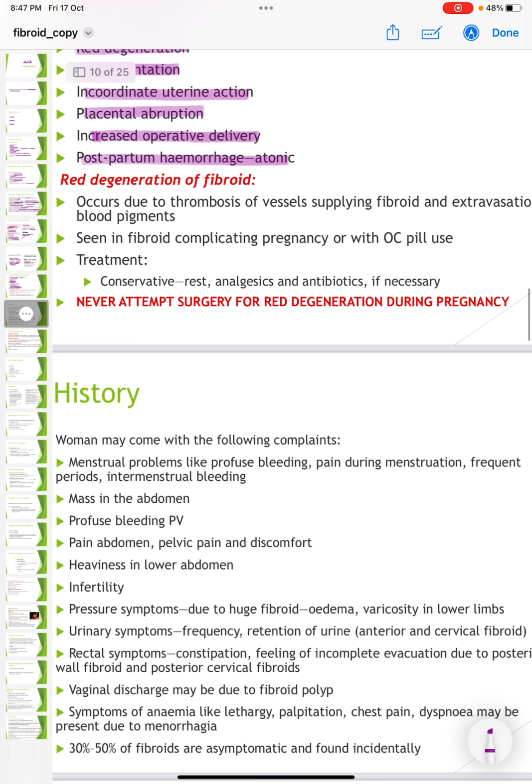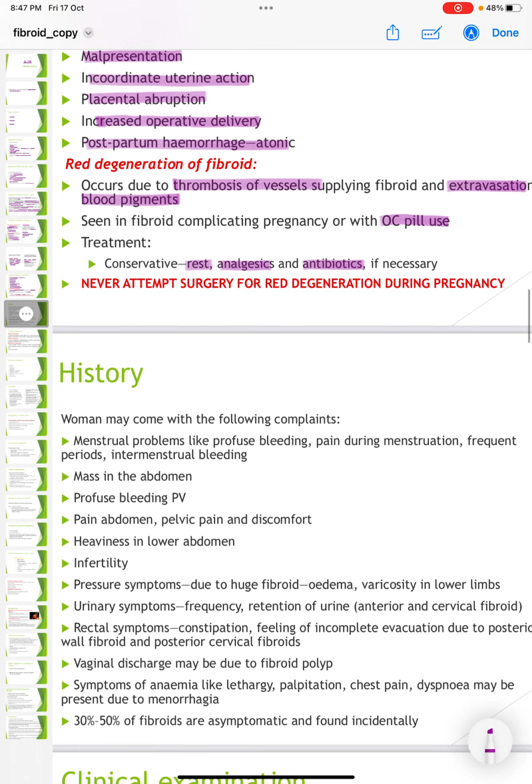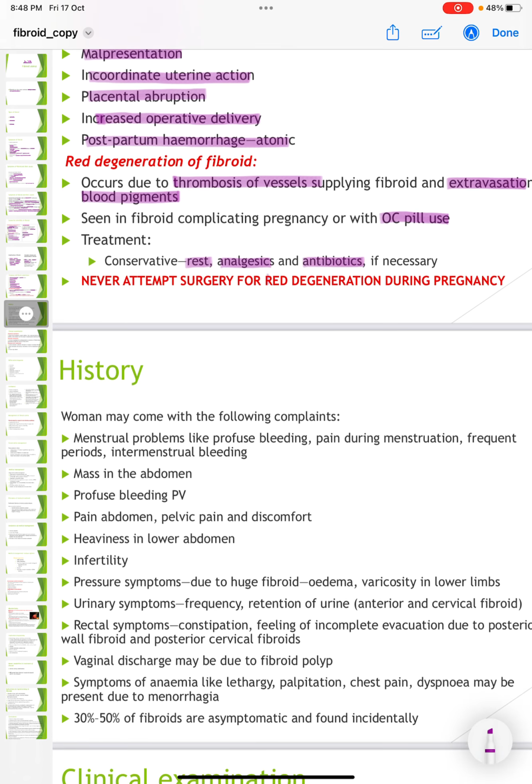So red degeneration occurs because of thrombosis of the vessels which are supplying the fibroid and extravasation of the blood pigments seen in fibroid complicating pregnancy or with history of OCP use. So treatment is rest, analgesics, antibiotics, and hydration. Never attempt surgery for red degeneration during the pregnancy.